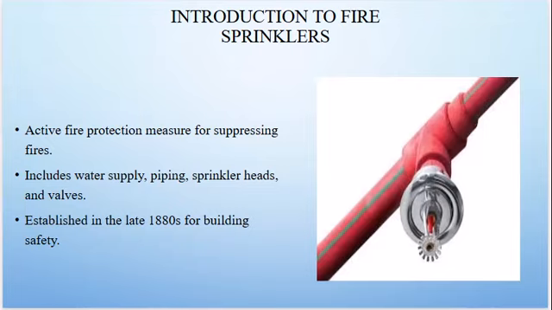Introduction to fire sprinklers. Fire sprinklers are an active fire protection measure designed to suppress fires. They consist of a comprehensive system including water supply, piping, sprinkler heads, and valves. Fire sprinklers were established in the late 1880s to enhance building safety. Their effectiveness in controlling fires has made them a standard in fire protection. Understanding how these systems work is essential for all safety professionals.